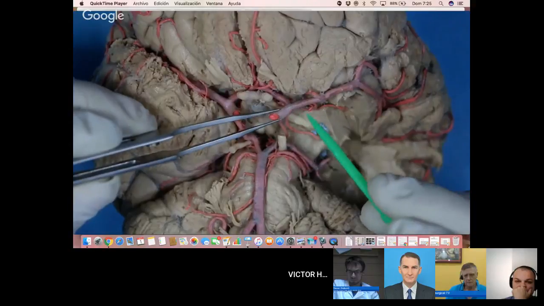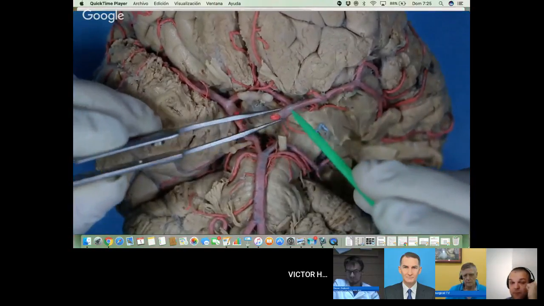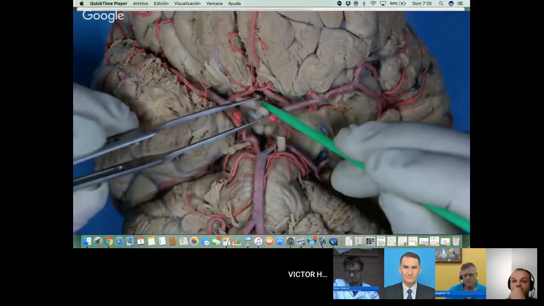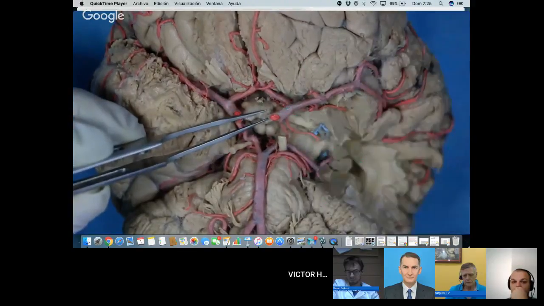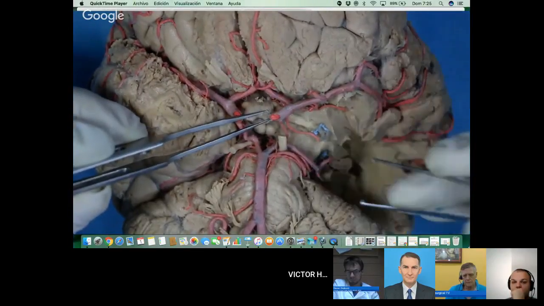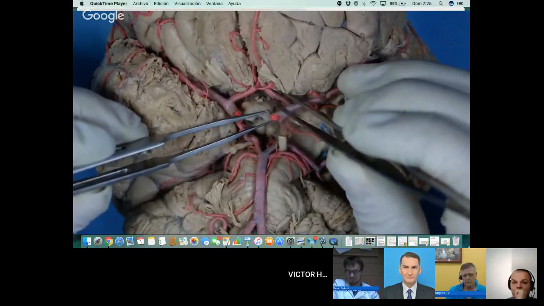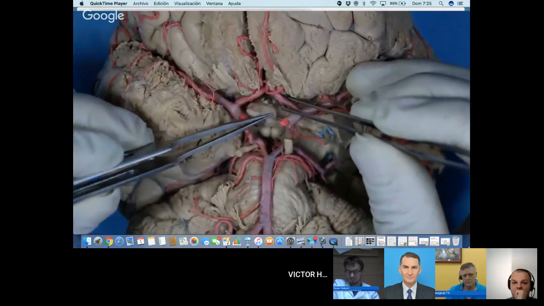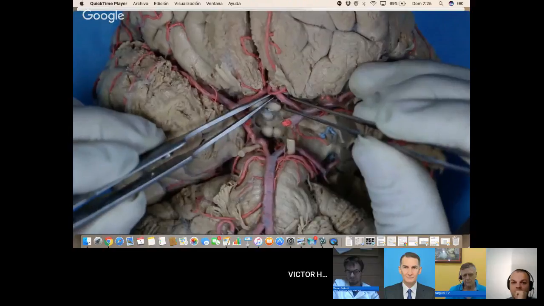This supraclinoid carotid artery bifurcates in middle cerebral artery and anterior cerebral artery, known as A1 segment of the anterior cerebral artery. These arteries communicate through the anterior communicating artery.